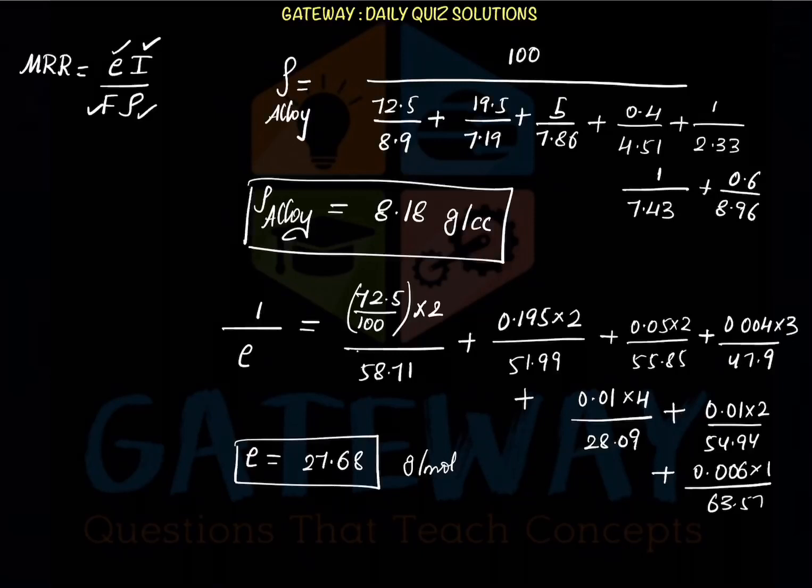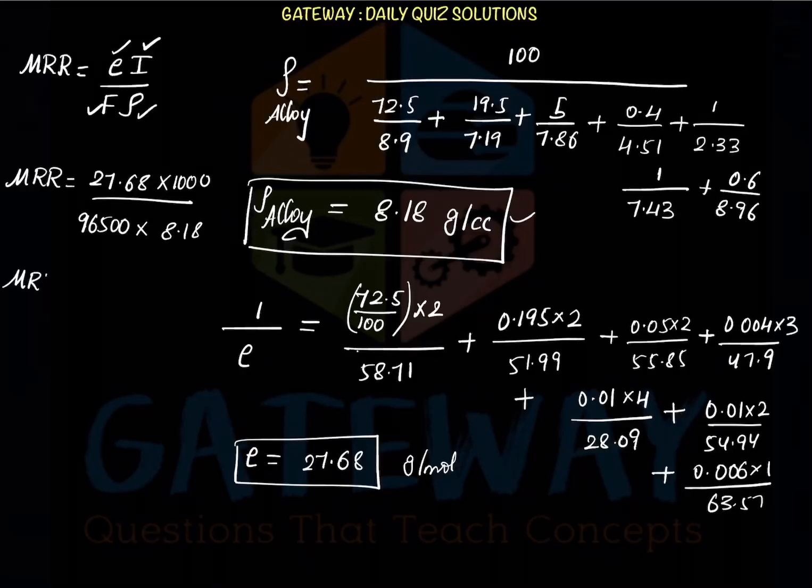Now E was known, rho was known, F was known, I was known. We'll substitute here and we'll be getting the MRR. E was 27.68 into the current given in the question is 1000 amps upon the Faraday's constant we know 96500 coulomb per mole into the density we calculated here 8.18.